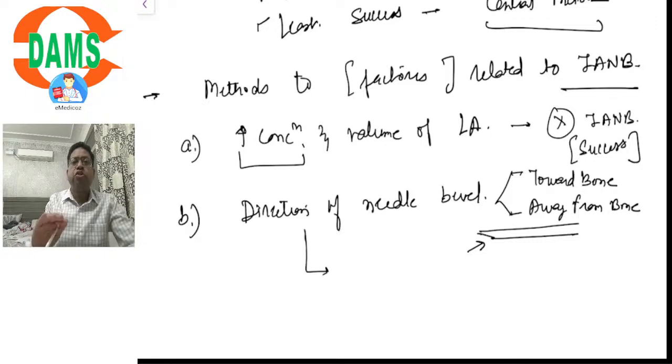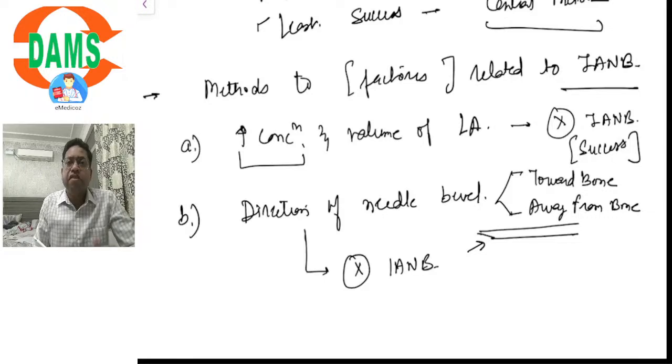But this direction of needle bevel has got no effect on the success of inferior alveolar nerve block. It is of no clinical significance whether we give it medially or laterally. The bevel direction has no influence on increasing or decreasing the success of inferior alveolar nerve block.